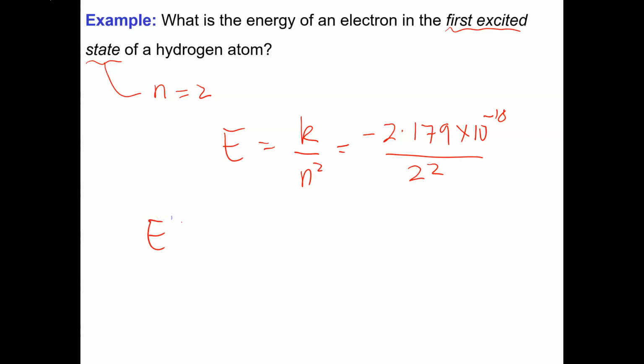So that's -2.179 × 10⁻¹⁸ over 2 squared. So the energy of this electron, and that's going to be in joules because the Rydberg energy is in joules, ends up being, for this particular problem, so I'm going to have to grab my calculator here. We've got -2.179, second function, e to the -18, divided by 4, ends up being -5.45 × 10⁻¹⁹ joules. Okay, so really that's it. It's not too tricky. We should be able to kind of cope with that.